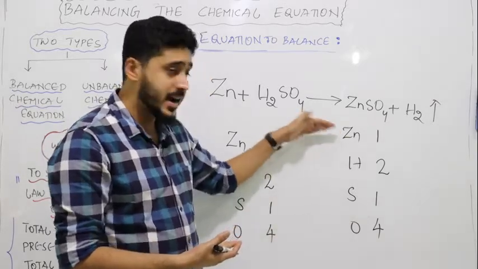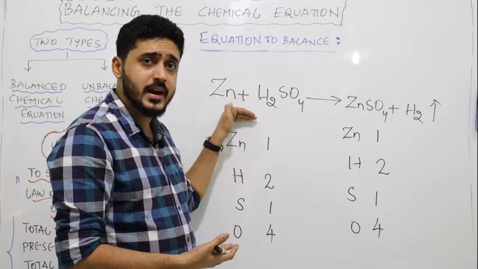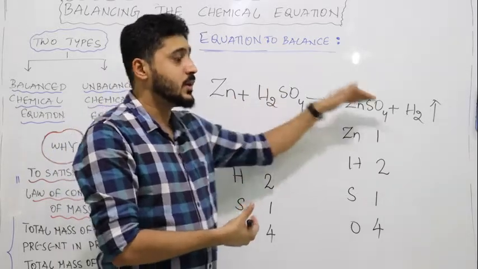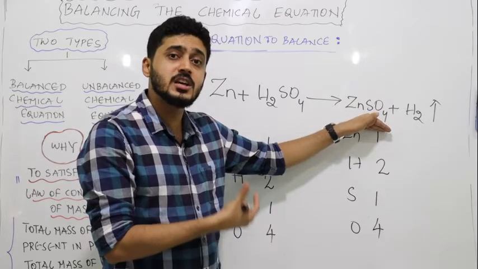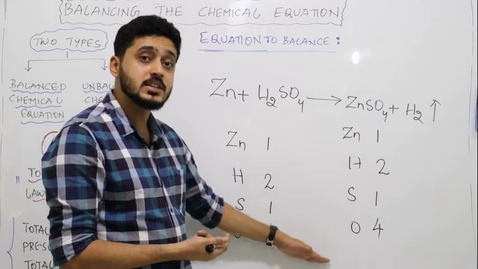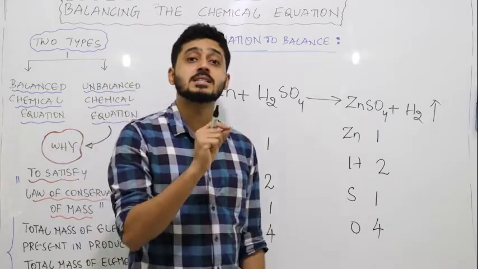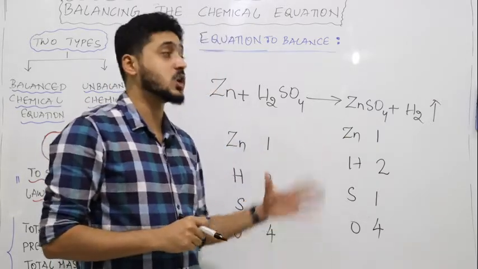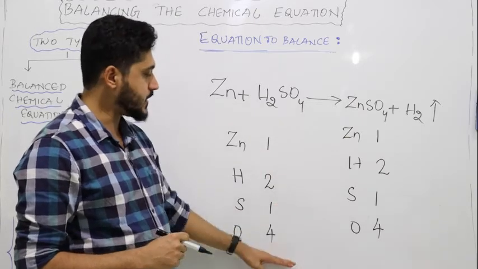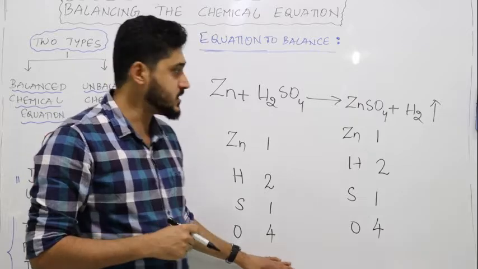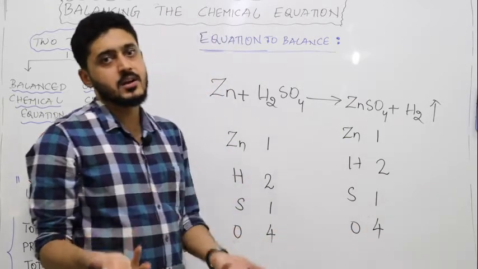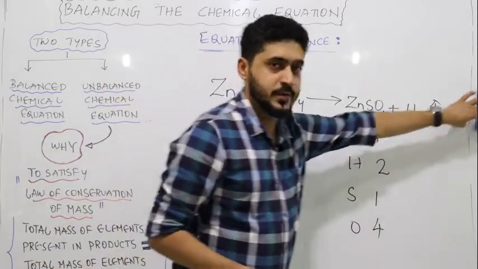Now the total number of atoms of each element in the reactant is equal to the total number of atoms of each element in the product. In this case, the law of conservation of mass is satisfied. This equation is already balanced. Here when you add it up, you get 8 atoms, and in the product also you get 8 atoms. They are equal, so the law of conservation of mass is satisfied.